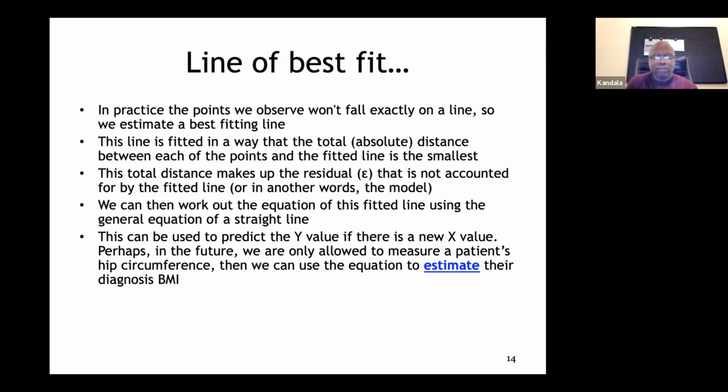In the same vein, for our example of hip and BMI, we are perhaps only allowed to measure a patient's hip.